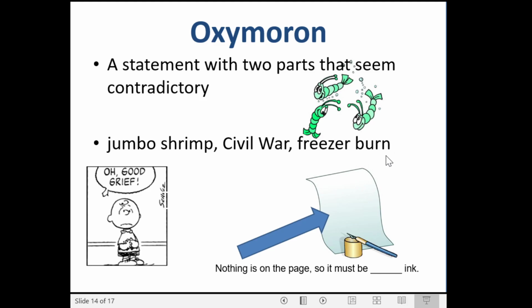Freezer burn. Burn is hot, that burning sensation, but freezer burn, freeze, refers to cold. Okay? Oh, good grief. Grief is never good. Okay, so it's talking about two words that are put together for emphasis, but actually, if you looked at those two words literally, they have opposite meanings.